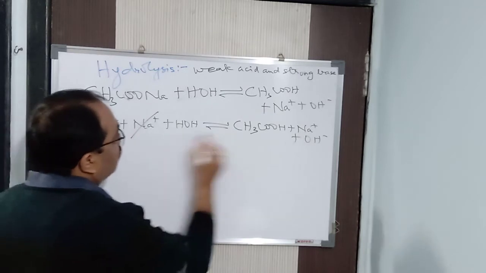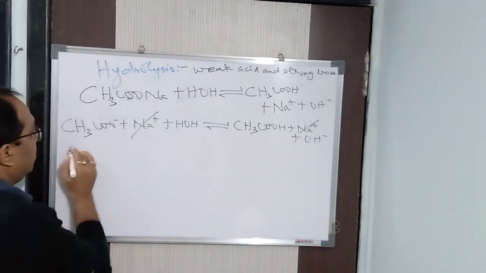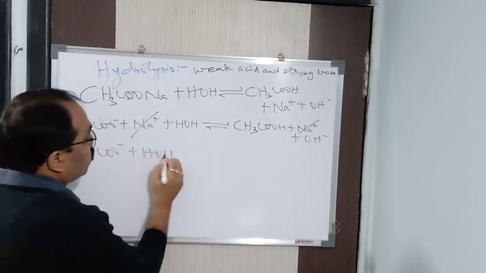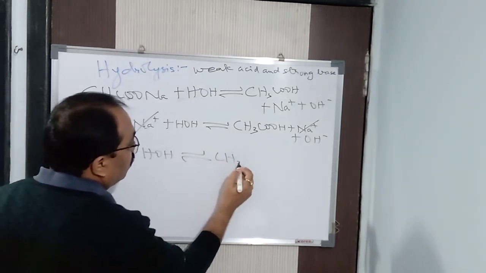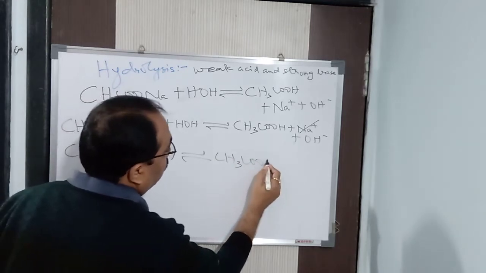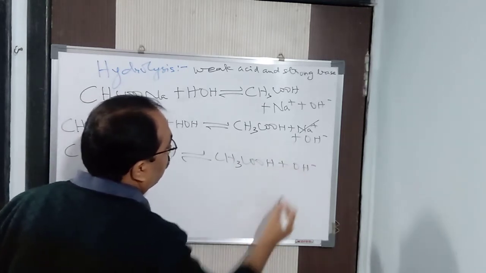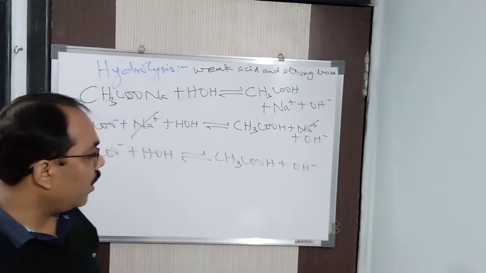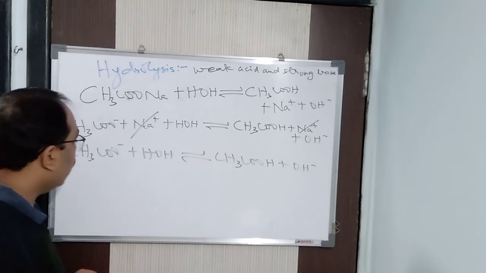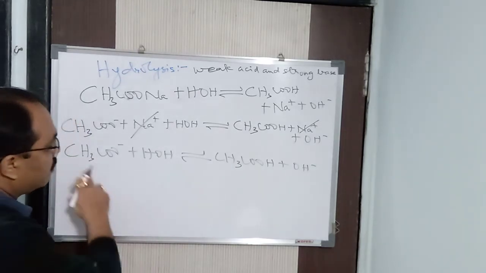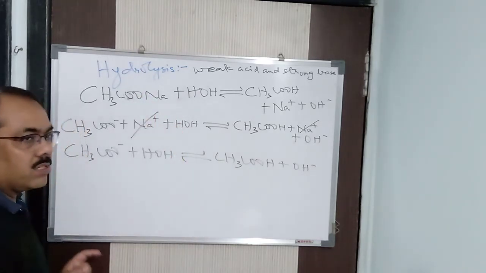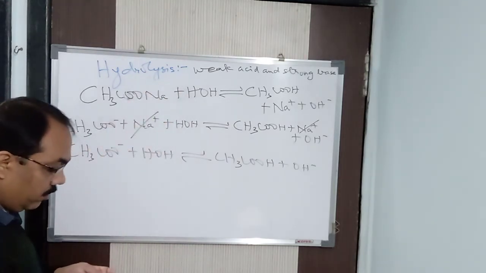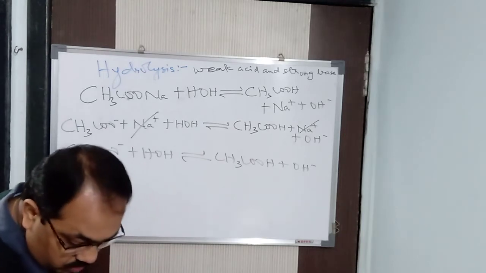So here Na plus is common, it is going to get cancelled, and ultimately I am going to get CH3COO minus plus HOH, which will give you CH3COOH plus OH minus. This is the equation for hydrolysis. Ultimately we got it. How do you get it? I explained to you. Clear? This is the equation for hydrolysis, so to say.